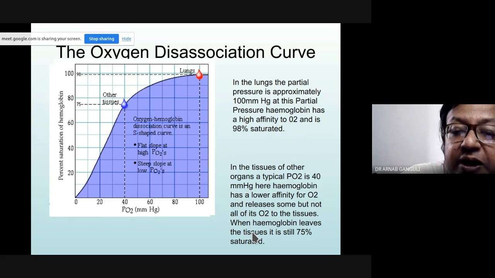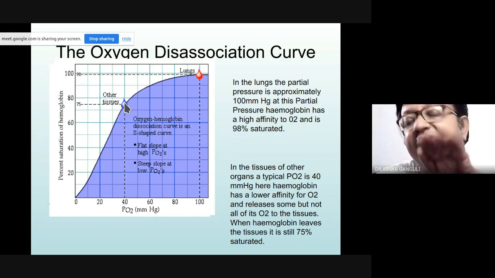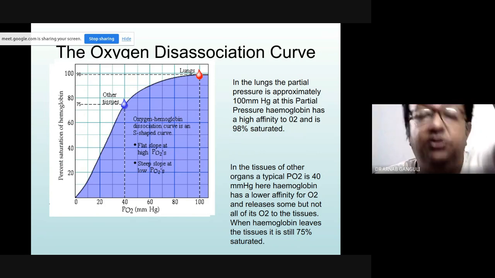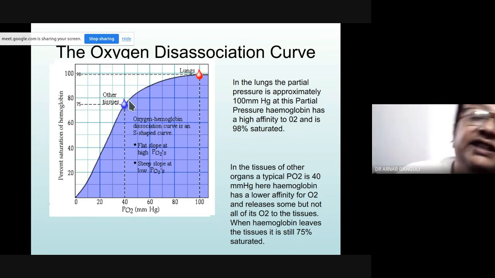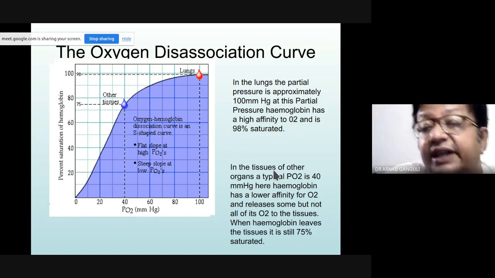When hemoglobin leaves the tissue, it is still 75% saturated. When it leaves the tissues and goes to another tissue, it is still 75% saturated. It doesn't release everything, it releases some.